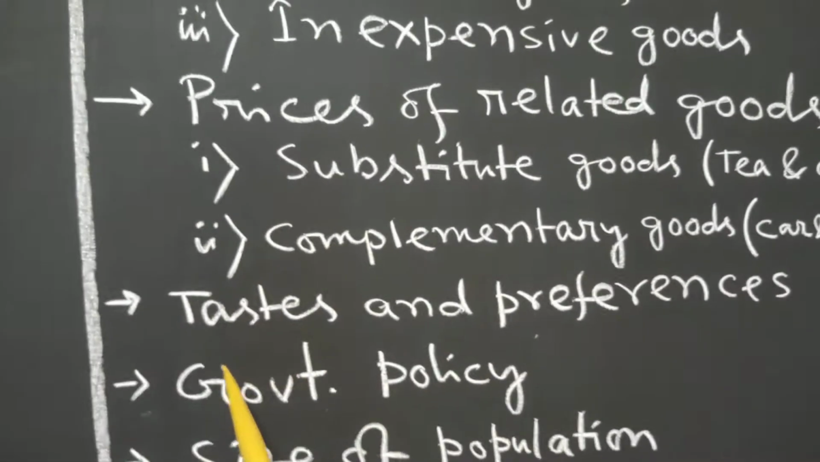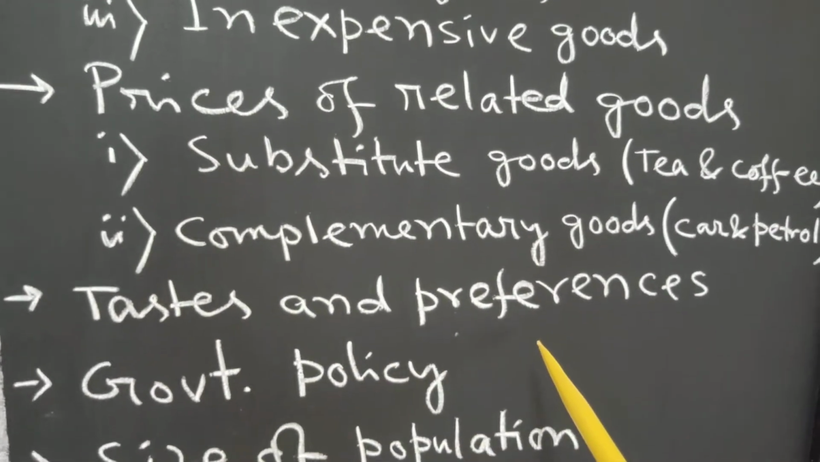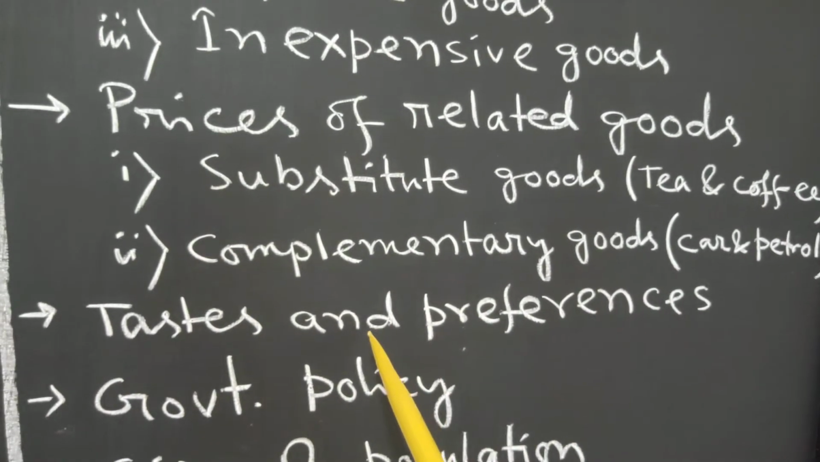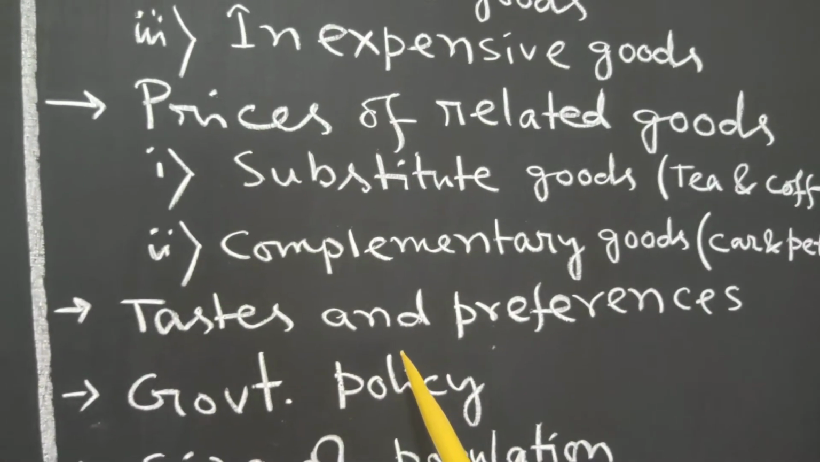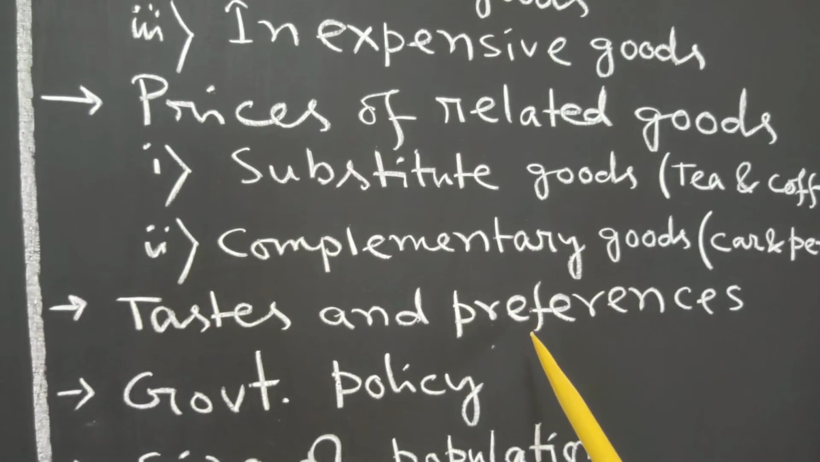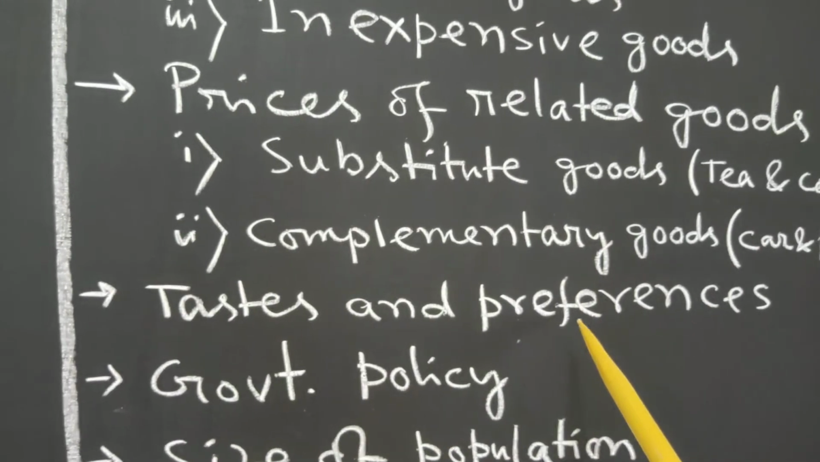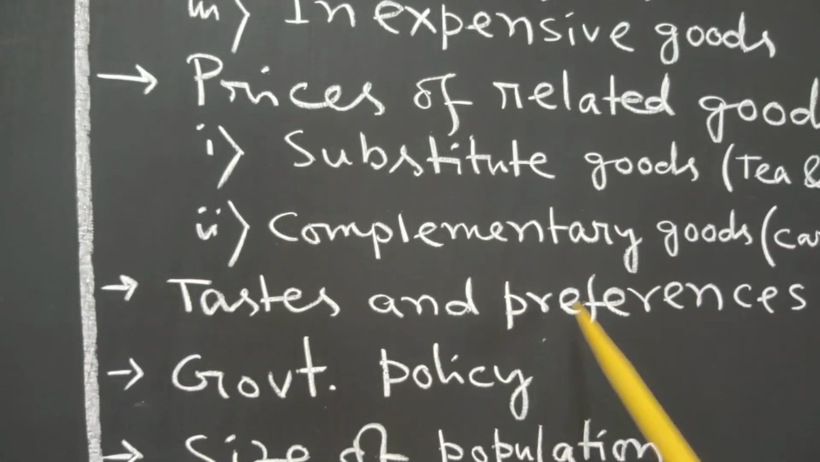Next one, taste and preferences. When one consumer likes to purchase something, maybe in the market the price increases or decreases, but he wants to purchase more. That means price does not matter, only taste and preferences matter.